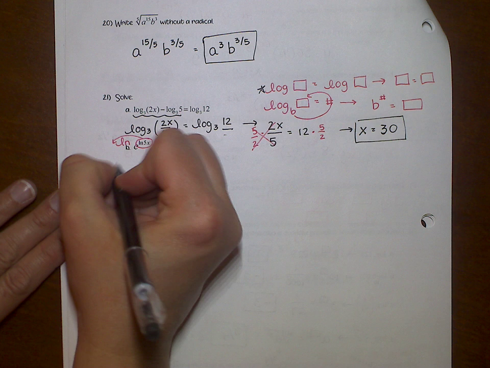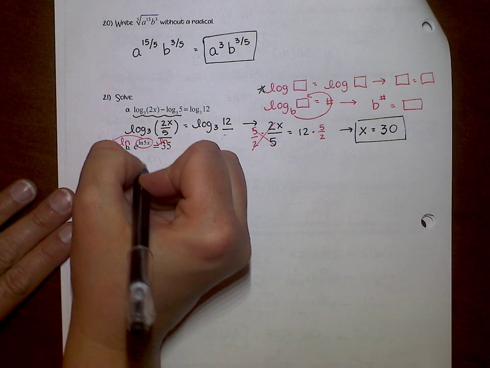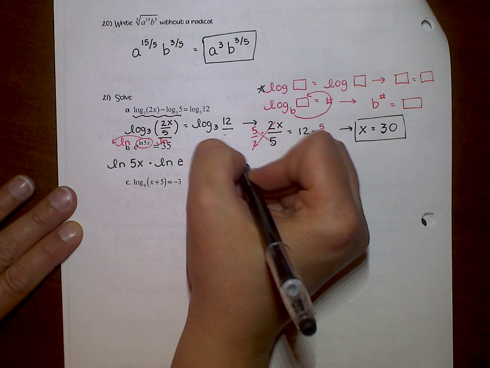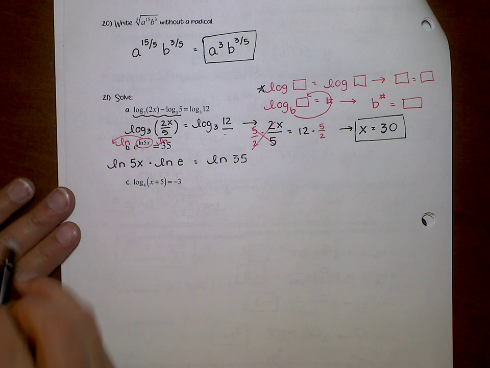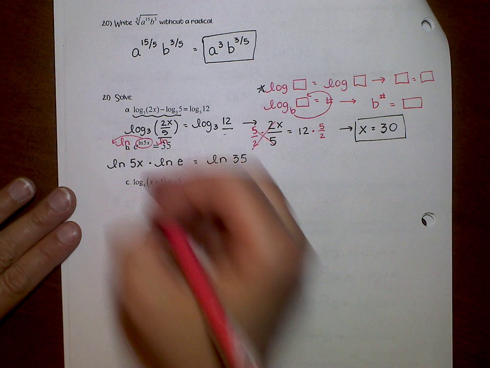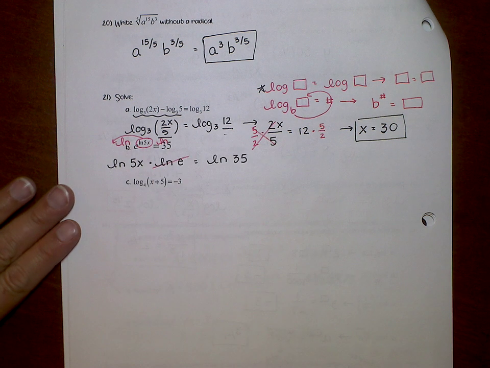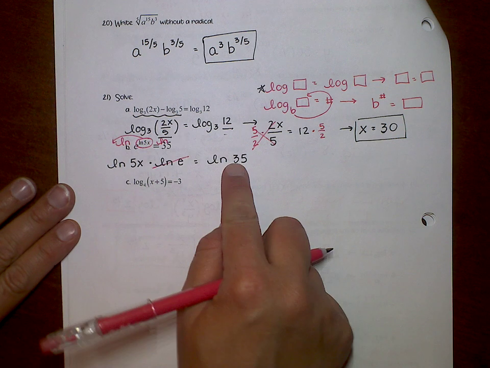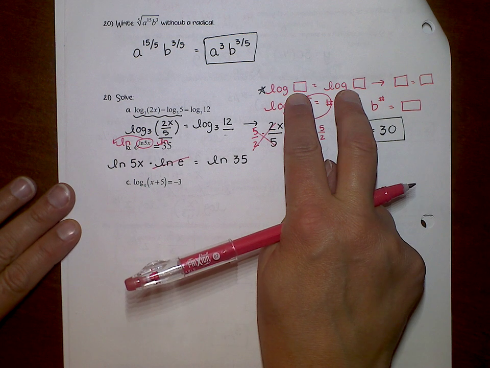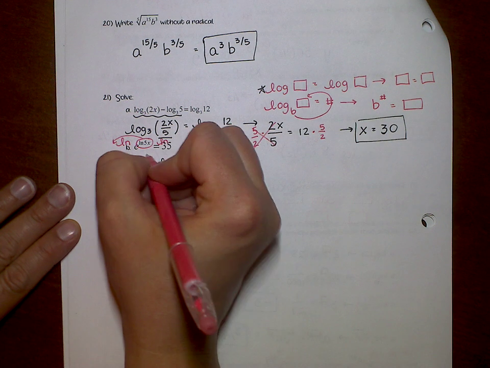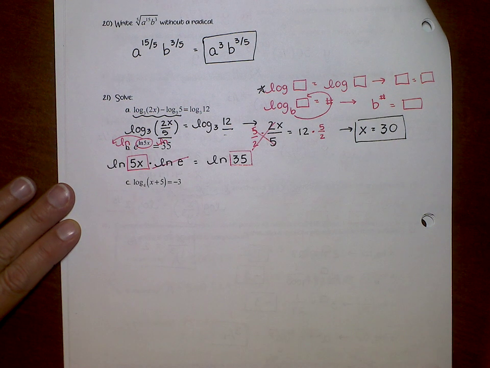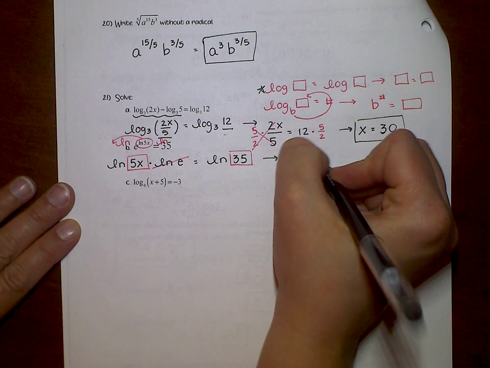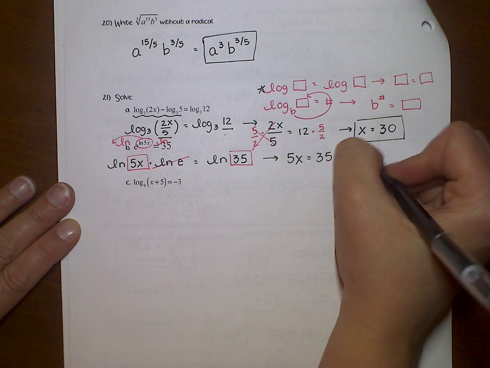So what I have now is this, ln of 5x times ln of e equals ln of 35. Now this thing looks like a mess, but the one nice thing that happens here is natural log of e disappears, right? Natural log of e is just 1. And so now what I have is natural log of 5x equals natural log of 35. I'm really in this boat again. Log equals log. So I can really just say 5x must be equal to 35. Which means my x value must be 7.